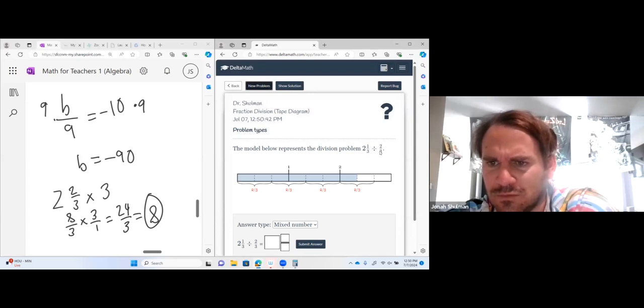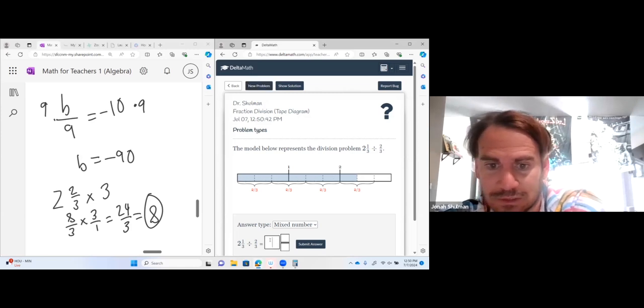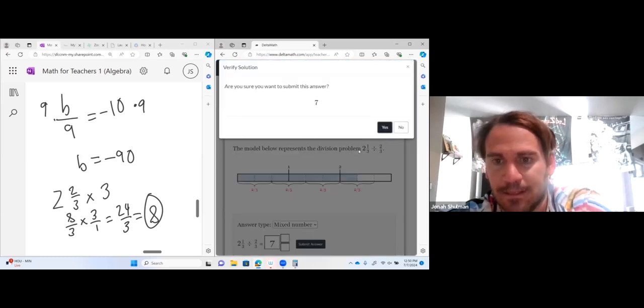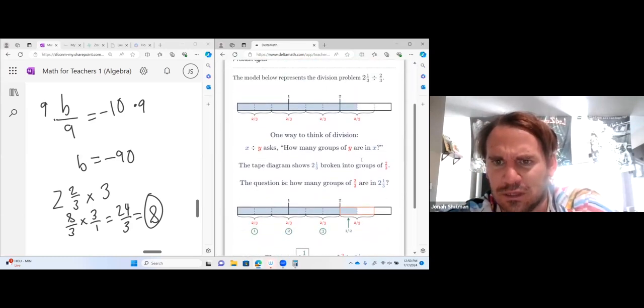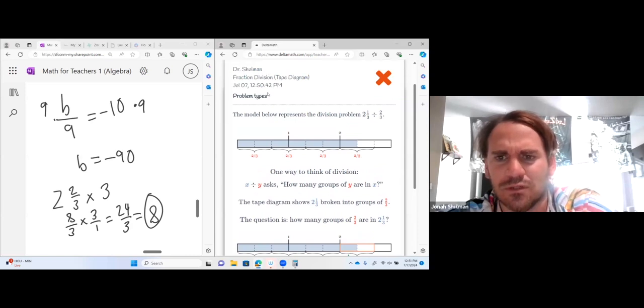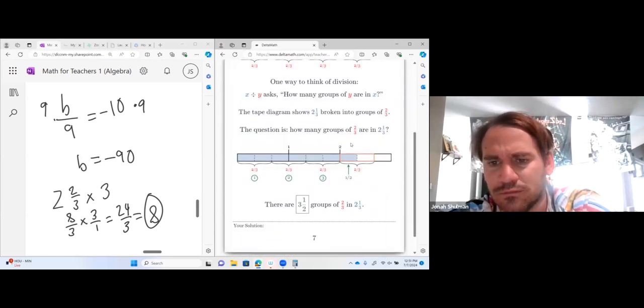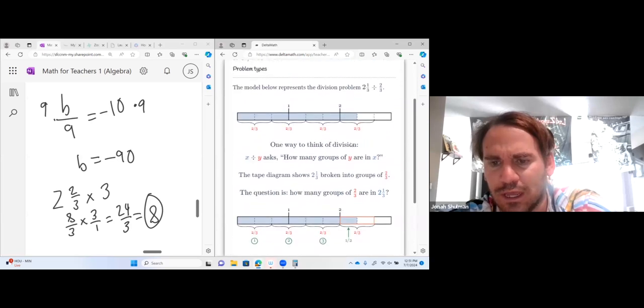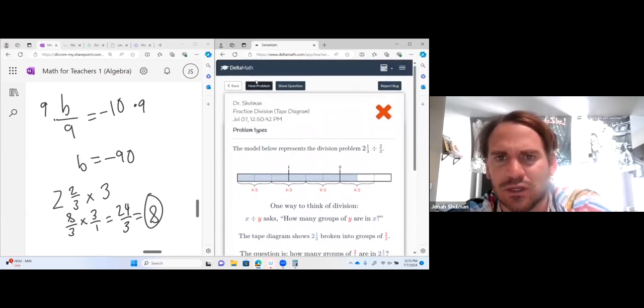So 2 1/3 divided by 2/3. You can go this way, but since you have the tape, we literally have 2 2/3 cut. So we have 1, 2, 3, 4, 5, 6, 7. Your answer is 7. What? Oh, it's how many groups of 2/3? Oh, one group, two groups, 3 1/3. Or sorry, 3 1/2. 3 1/2 of that.